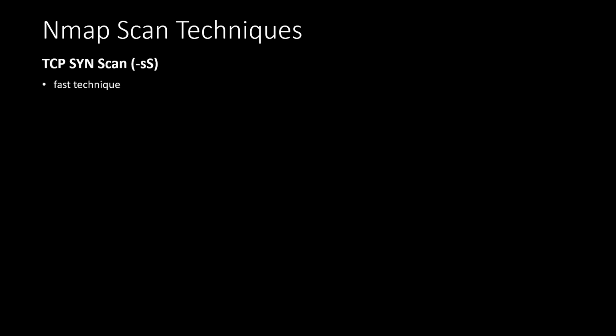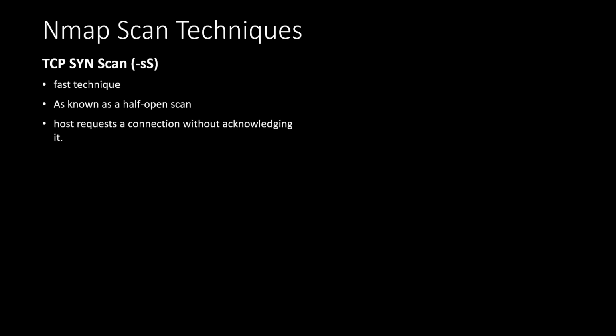It's a fast type of Nmap scan, and it's also known as a half-open scan. The host requests a connection without completing it, and the target's response to the scan's SYN packet identifies the port state, and it's stealthy. But new firewalls can easily detect this type of scan. So if you remember, we just talked about the three-way handshake with TCP, starting with a SYN, and then a SYN-ACK, and then an ACK.